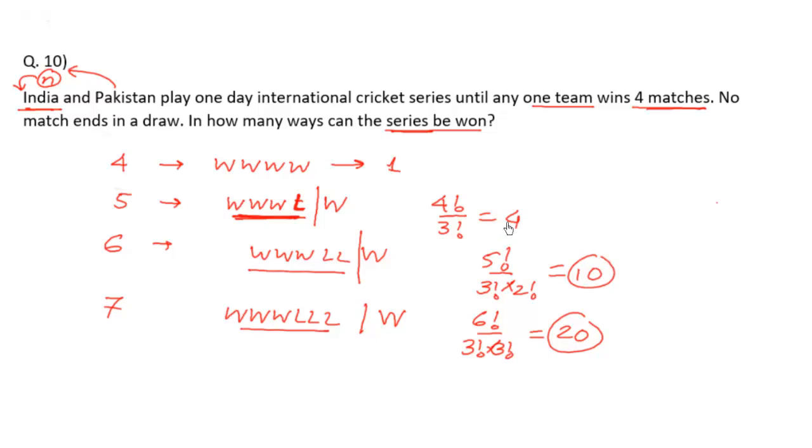So if I add 20 plus 10 plus 4 plus 1, it comes out to be 35. And we have to multiply it by 2, so 70 becomes the right answer. 35 is the number of ways wherein India can win. Obviously, 35 will be the number of ways wherein Pakistan can win. So overall, the series can be won in 70 different ways.